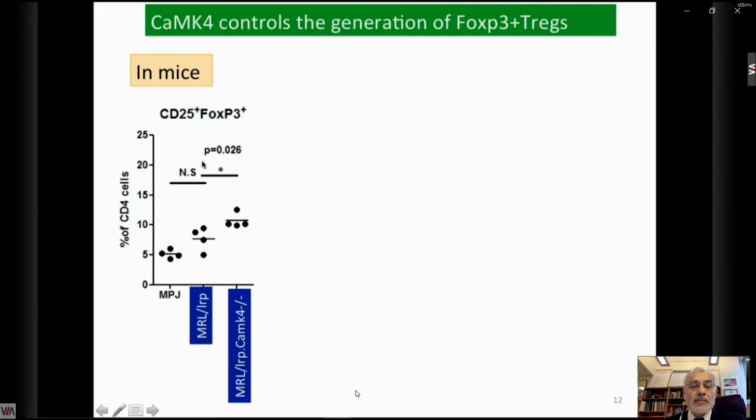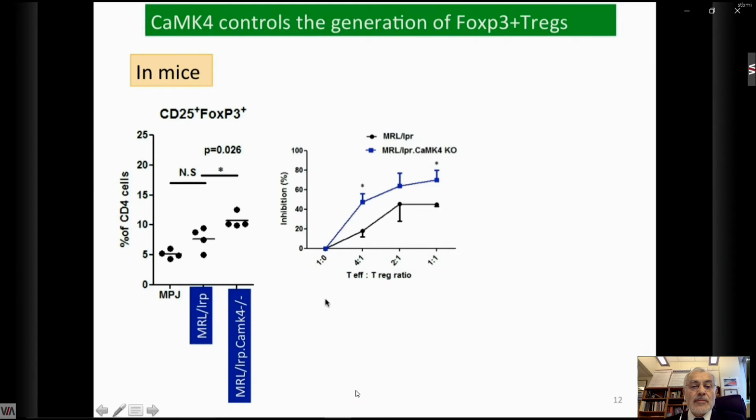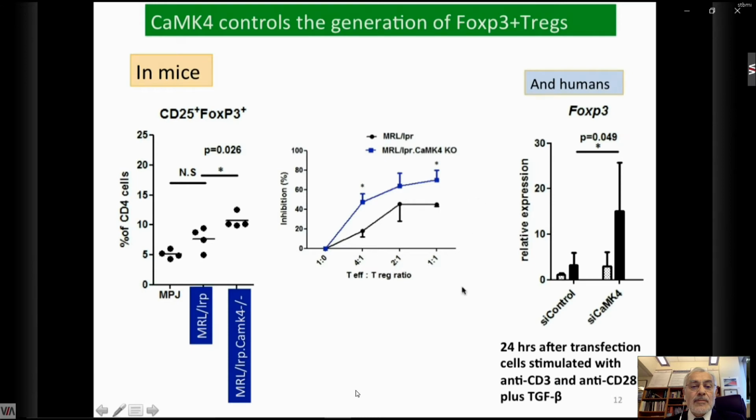significantly limits the generation or expansion of regulatory T cells. You can see here the number of FOXP3 positive, CD25 positive cells in MRL-LPR mice that develop lupus, and how this population is expanded in the absence of CAMK4. This is the lupus mouse that does not have CAMK4. Not only are the numbers expanded, but also their functional capacity is improved significantly, as you see.